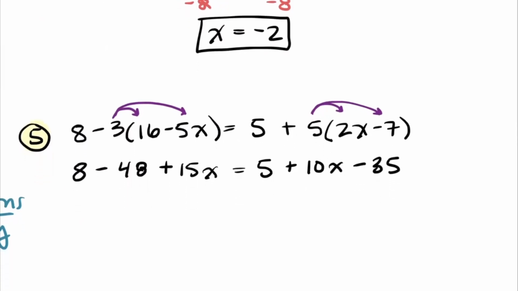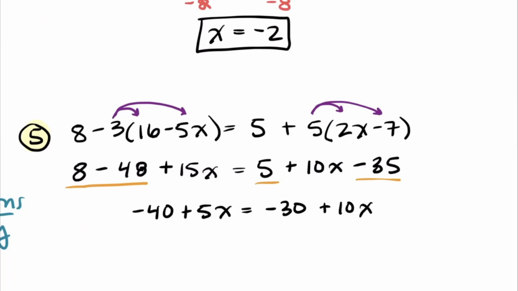All right, same thing here. We're going to combine some numbers on the left and on the right. 8 minus 48 is negative 40. 5 minus 35 is negative 30. And if you wrote this as, maybe 10x minus 30, that's okay. It doesn't make a difference.